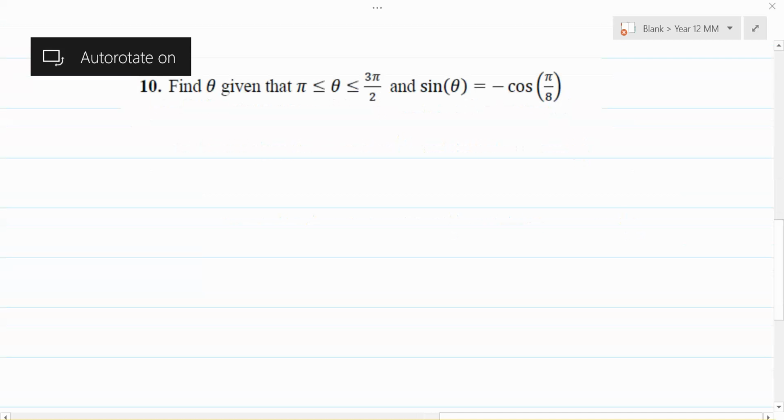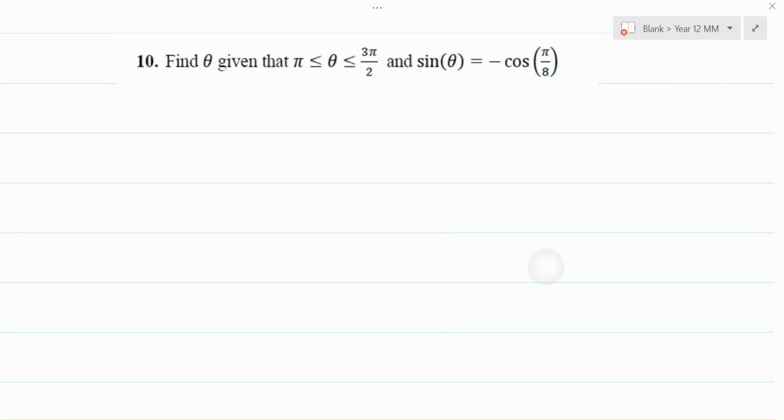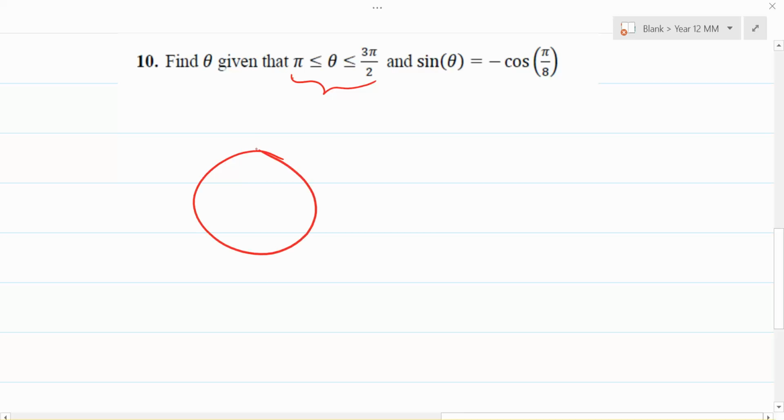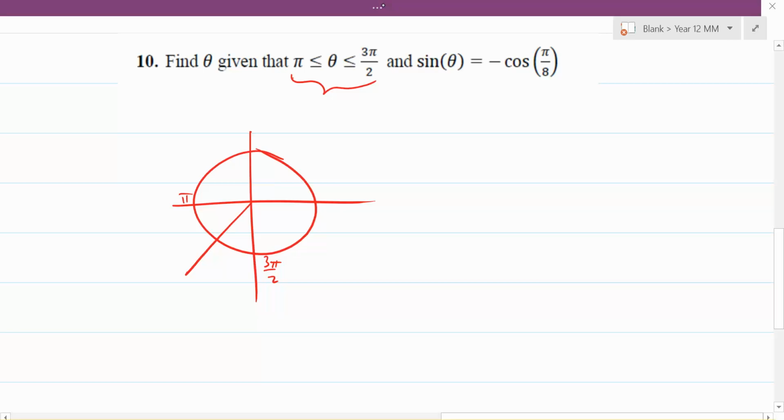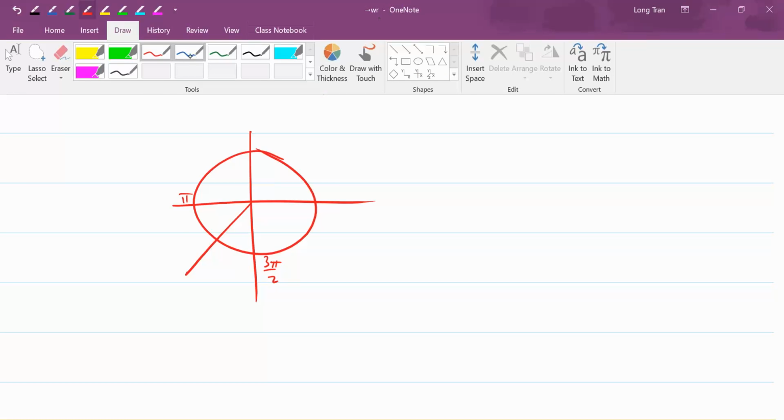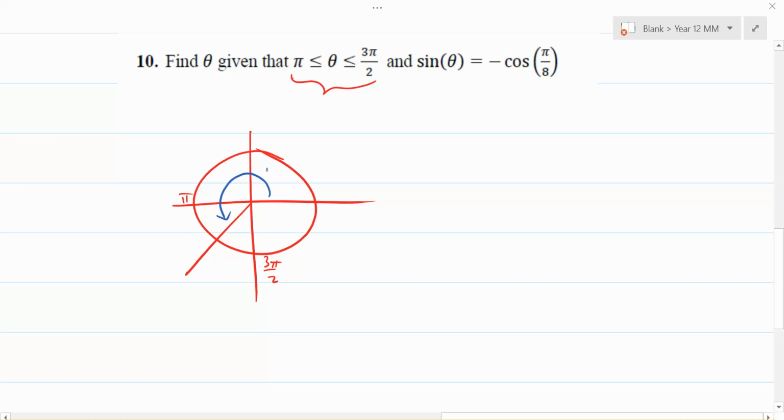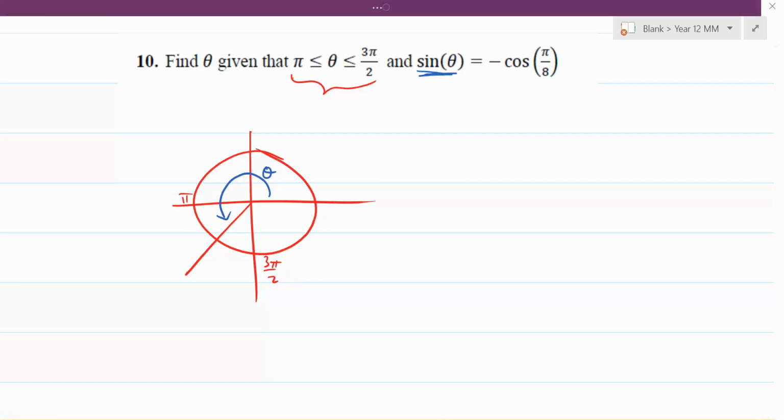Same drill again. Look at what position they want my angle to be. So I've got my circle. I want my angle to be between pi and 3 pi on 2. So as you can see there, I want theta. So it's from here to here. That's theta. That's what I want, right? But what do I want of theta specifically, or what have they given me? They said sine of theta. So where's sine of theta?